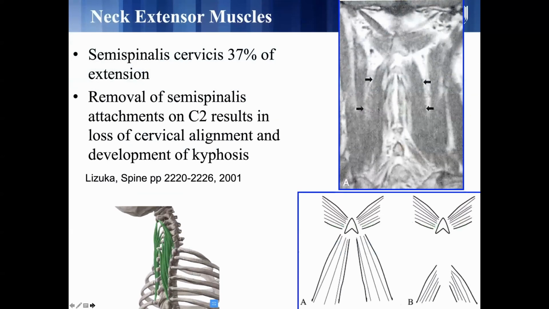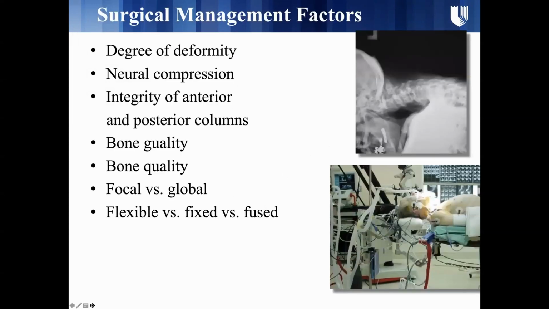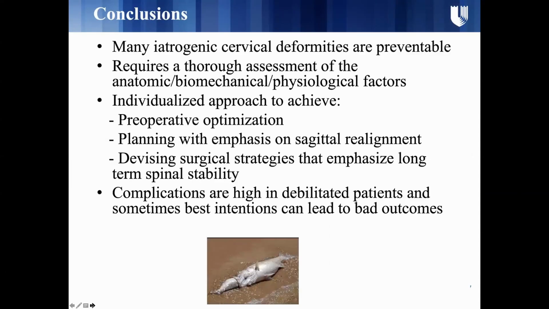One of the principal things to consider is the impact of the neck extensor muscles. The semispinalis cervicis is 37% of neck extension strength. And removal of the semispinalis attachment on C2 has been shown in laminoplasty to markedly increase the risk of a kyphotic deformity. Similarly, as many surgeries are now done involving the cervicothoracic junction, the origins from the transverse processes of T1 through T6 can lead to similar deformity, as you can see in this particular case.